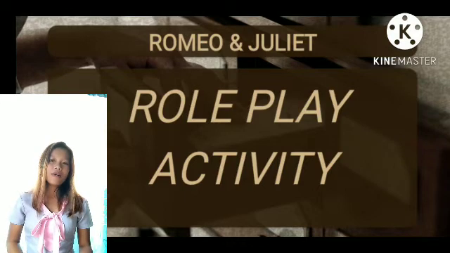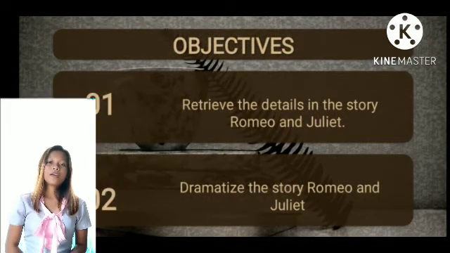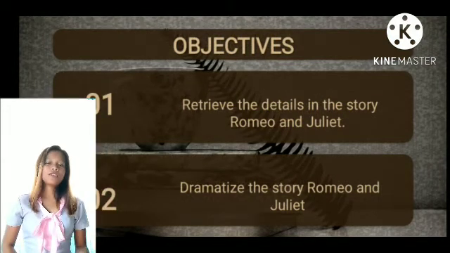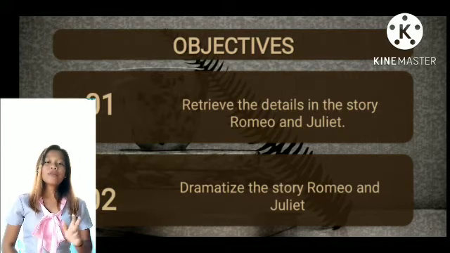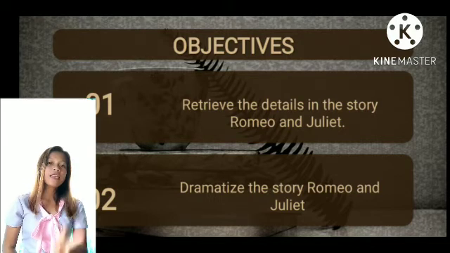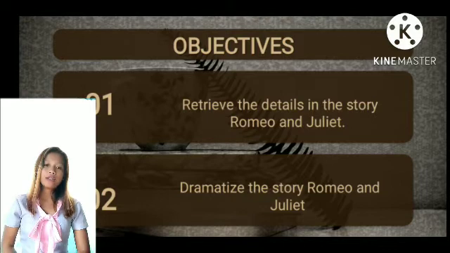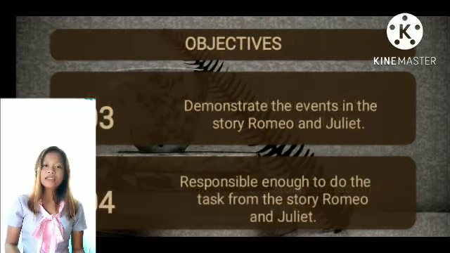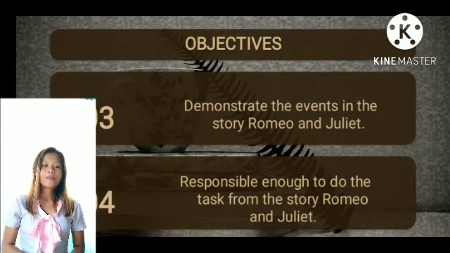allow me to read our objectives today. In today's session, we have 5 objectives. First is retrieve the details in the story Romeo and Juliet, meaning you, the students, are able to recall the details in the story. Second is dramatize the story Romeo and Juliet. So indeed, you are going to enact the details, the events of the story.